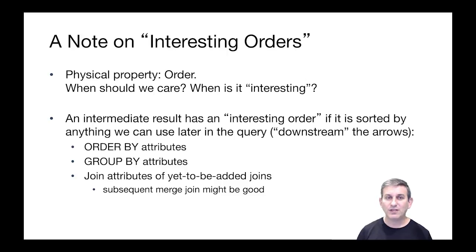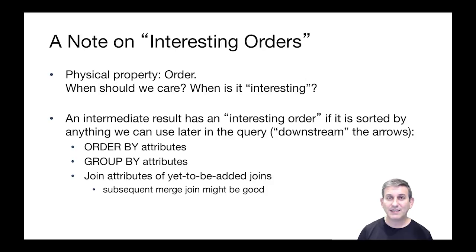The interestingness that we're going to talk about is the physical property of order. When should we care that a subresult is ordered? When is it interesting? Well, an intermediate result in our dynamic programming table is going to have an interesting order if it's sorted in a way that we can use later on in the query downstream. So if it's sorted by an order by attribute, or by a group by attribute, or, as we saw in the previous slide, by a join attribute of a yet to be added join, then we might want to save this apparently suboptimal plan because its order is interesting.